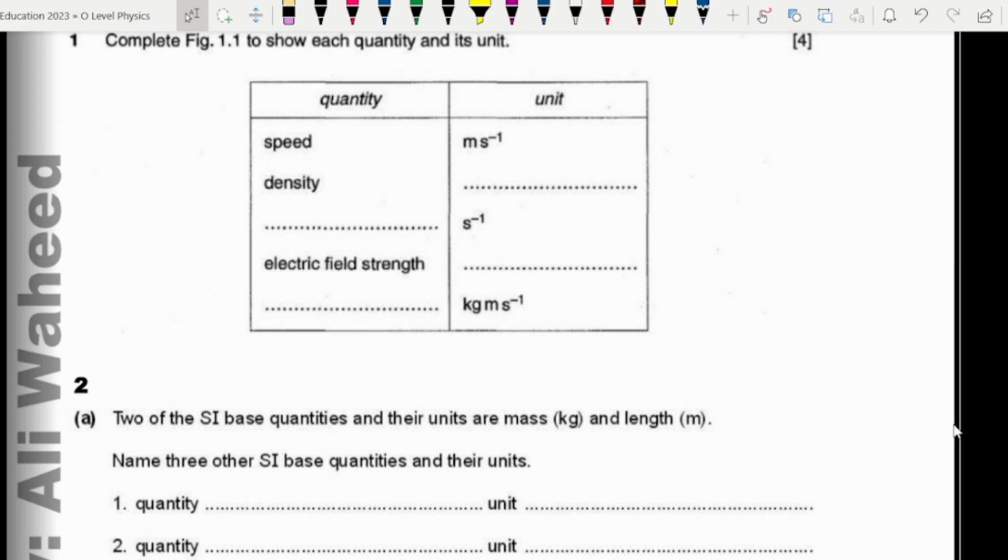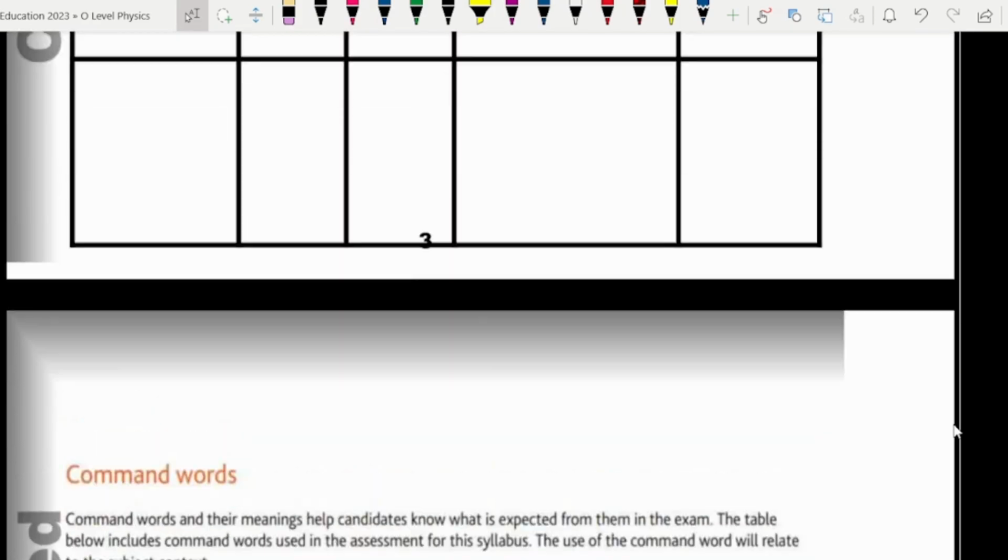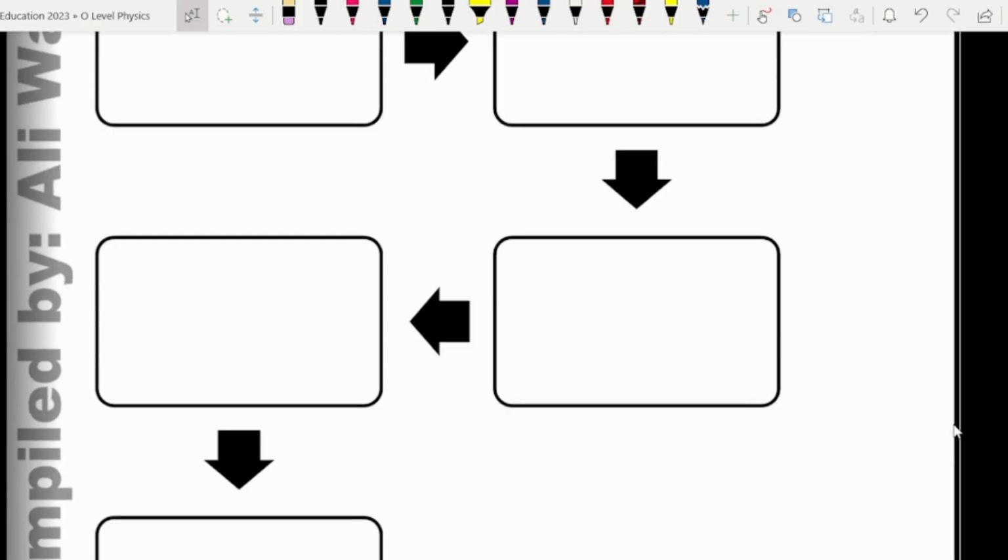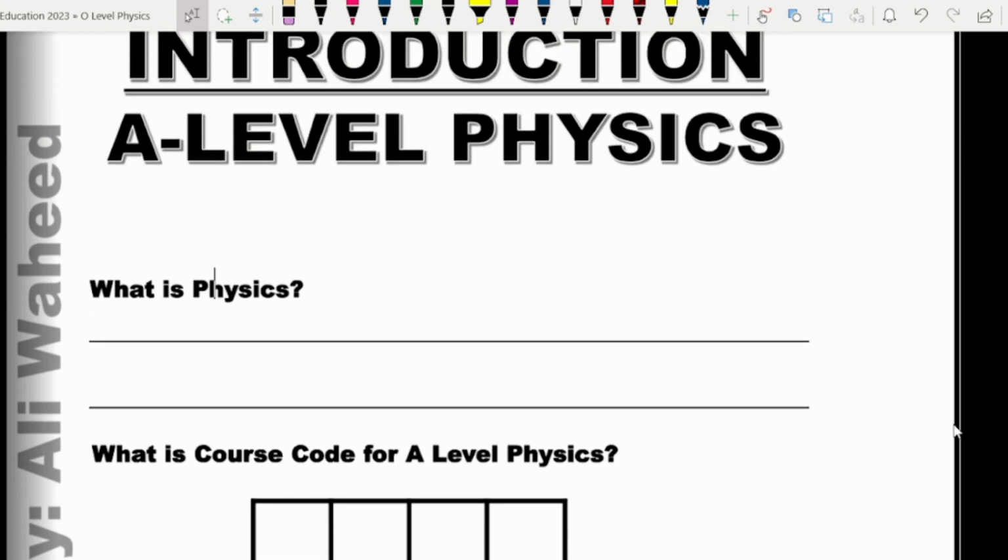So, a bit of an introduction first of all for the students who will be choosing A-level physics. Defining physics, at O level you should already be able to define physics. It is the study of matter, energy and their interaction.